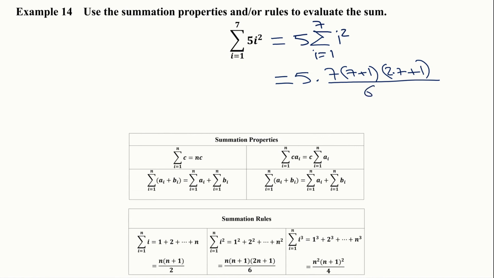Let me simplify it a little bit before I plug it into the calculator. So it's going to be 5 times 7 times 8, which is 56, and then 14 plus 1 is 15, and then that over 6. Now I'm going to plug it into a calculator.